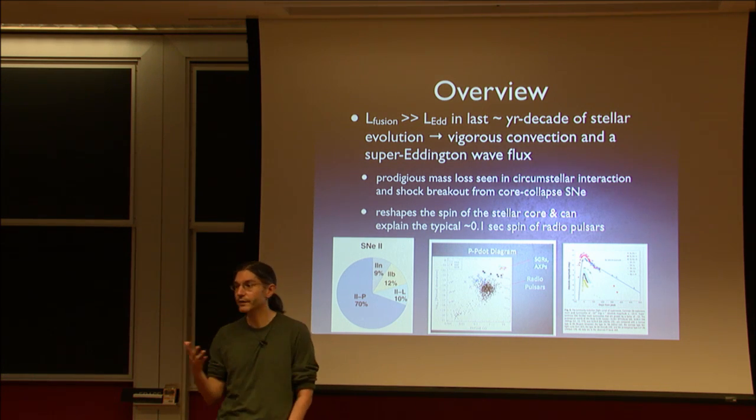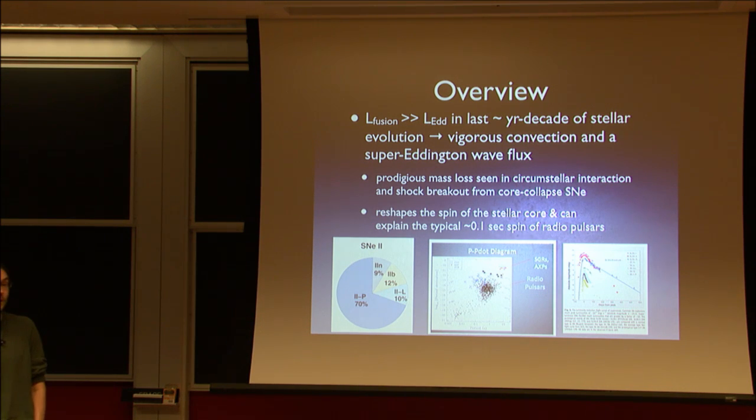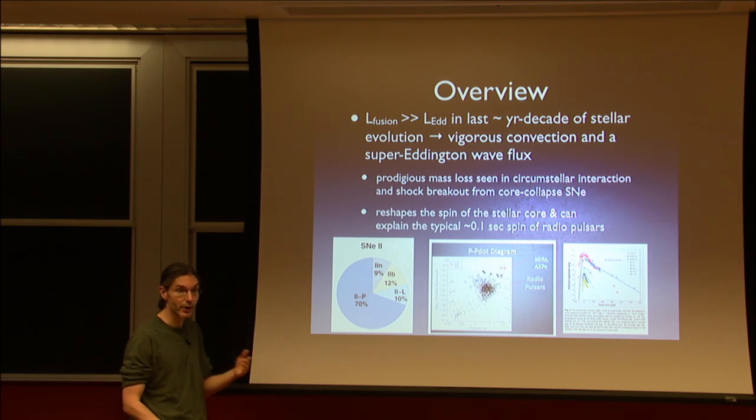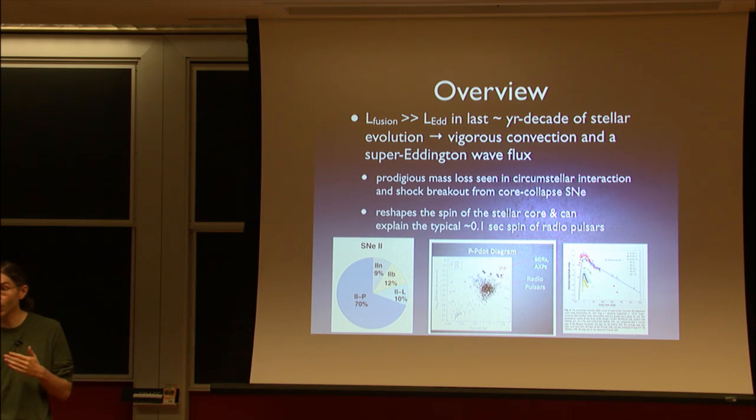properties of the star. This can explain some of the very large mass loss rates that we see associated with core collapse supernovae, and the angular momentum carried by the waves may actually reshape the spin of the stellar core, affecting the rotation rates of neutron stars and black holes when they form. So, thanks.